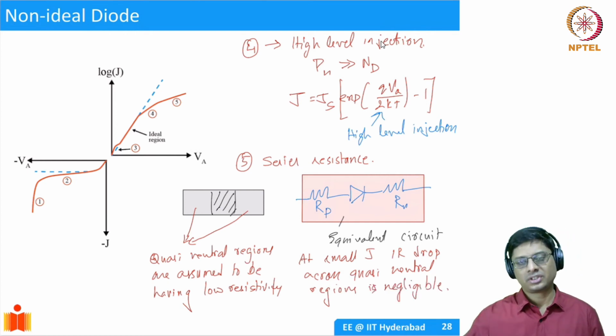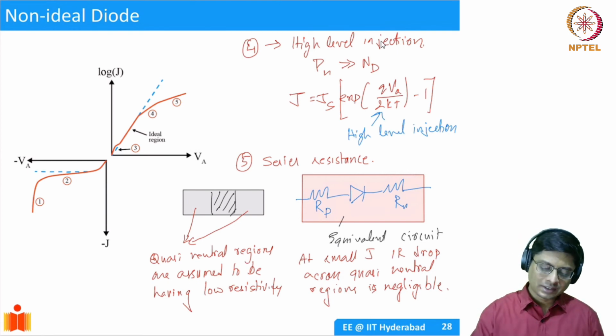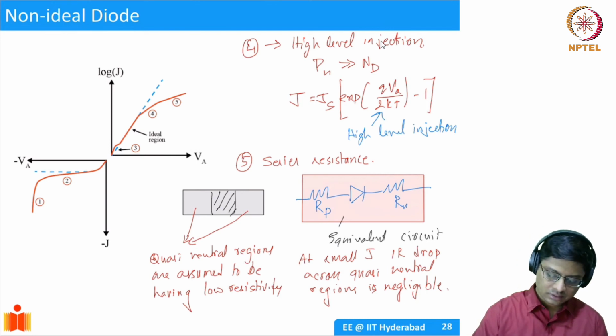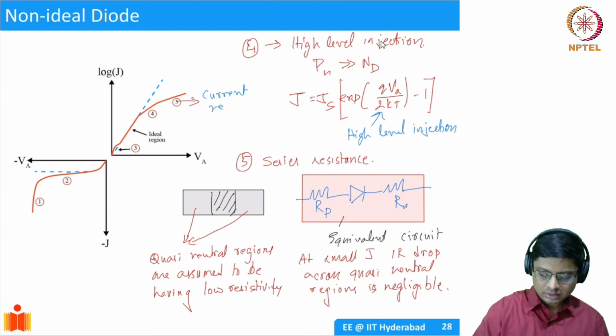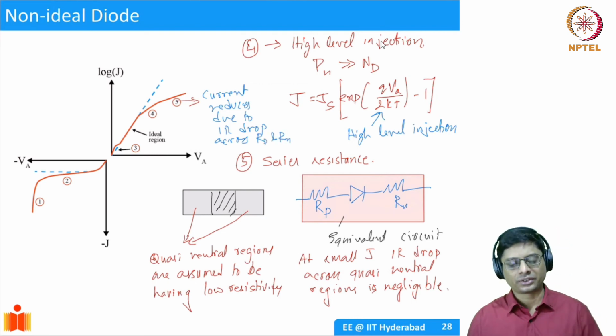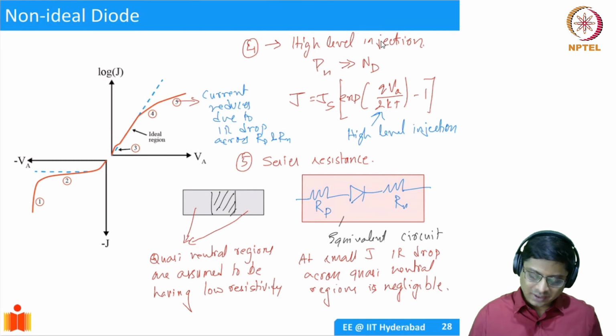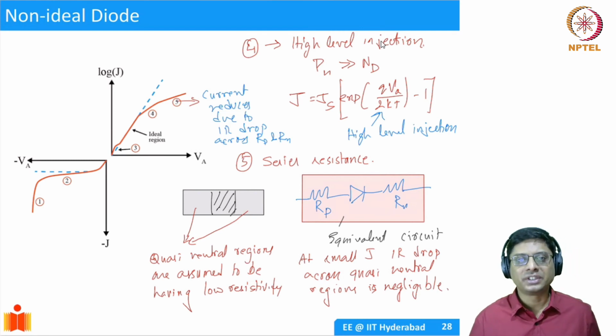But once you go to large voltages, the drop becomes significant, and then the current starts to reduce. Here, current reduces due to IR drops across Rp and Rn, basically the resistance of the quasi-neutral regions. Okay, so that's why you have the fifth type of non-ideality that you can see.